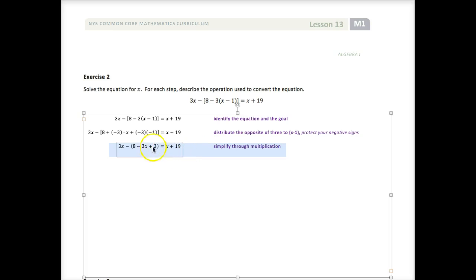Simplify through multiplication. I multiplied -3 times x, getting -3x. -3 times -1, getting +3. Nice.